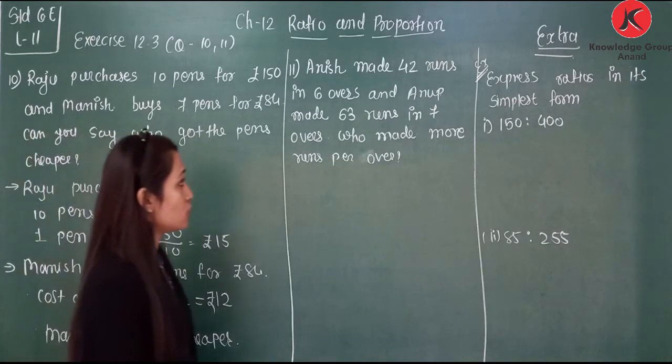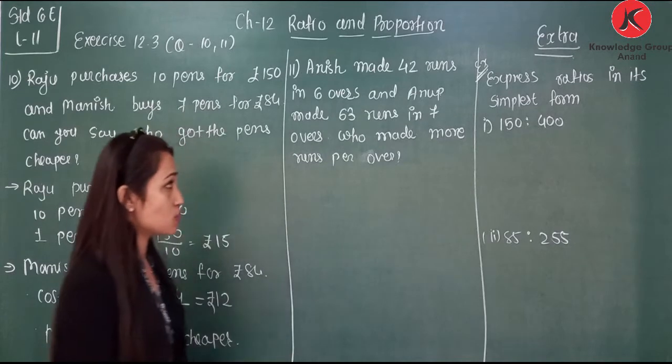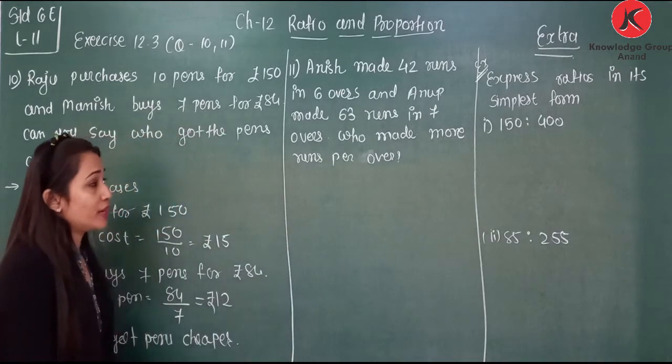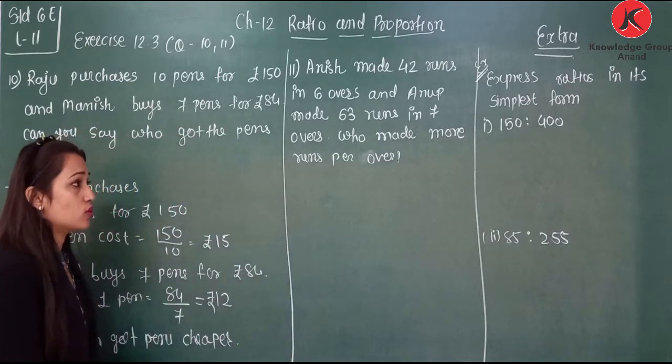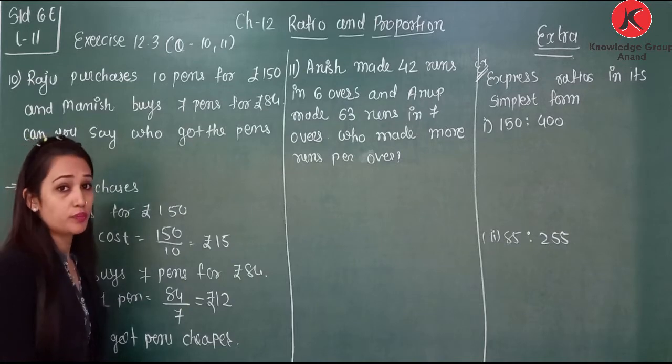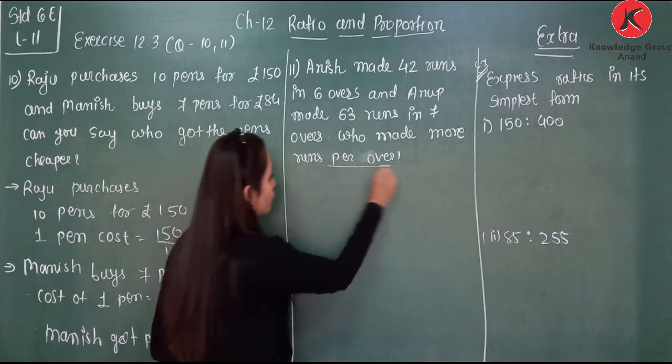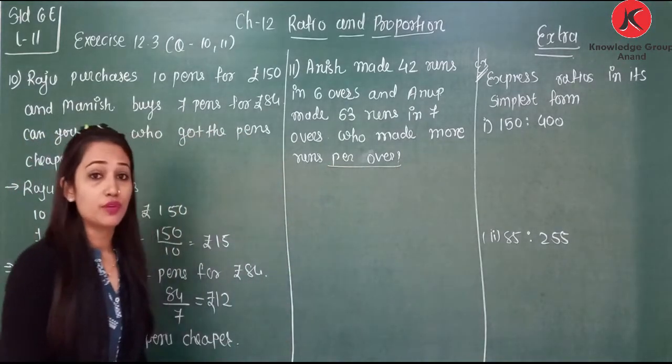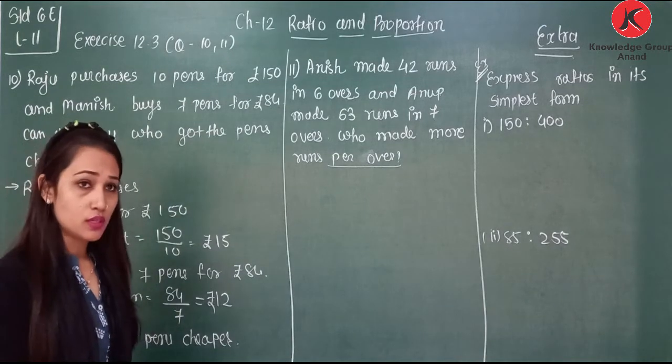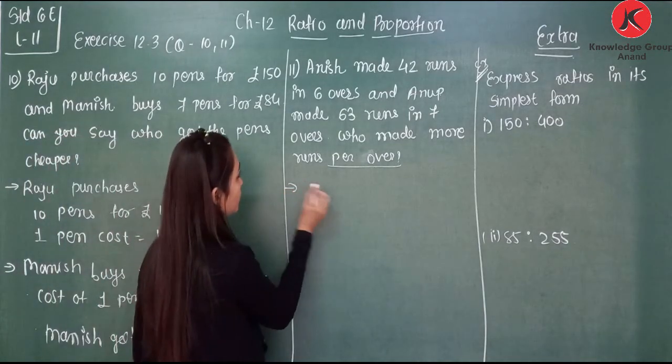Next one. Anish made 42 runs in 6 overs and Anup made 63 runs in 7 overs. Who made more runs in one over? We need to find the value per over. So we need to find the value for 1 over. So let's find.